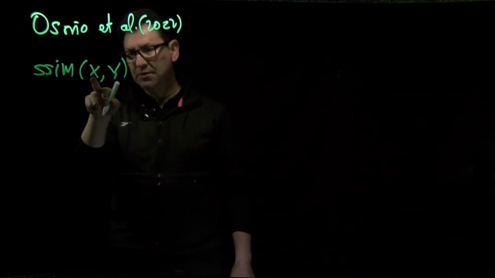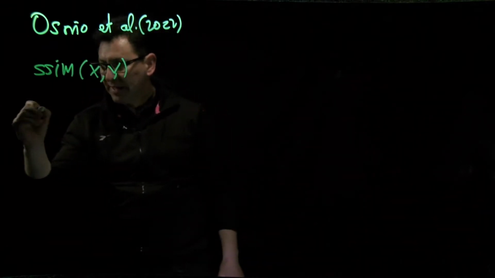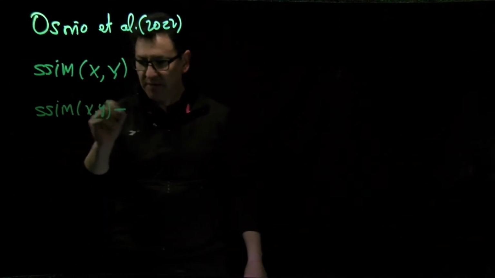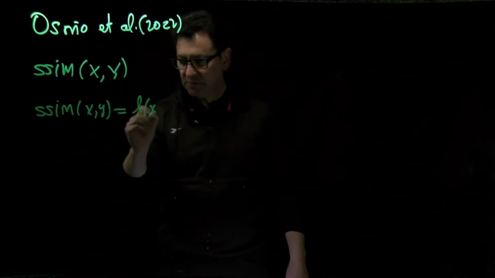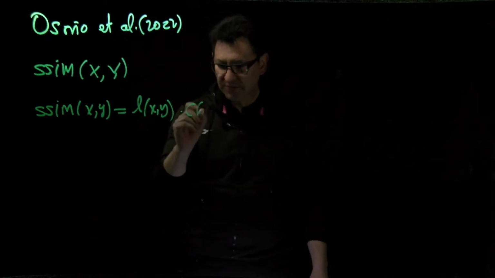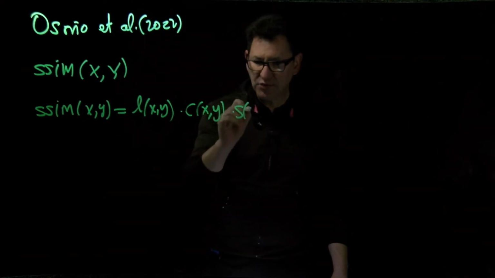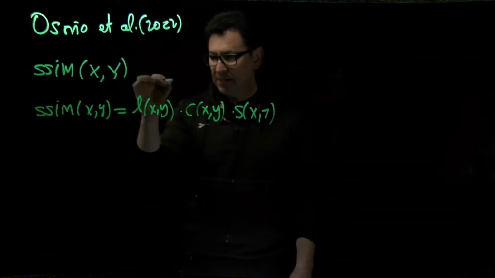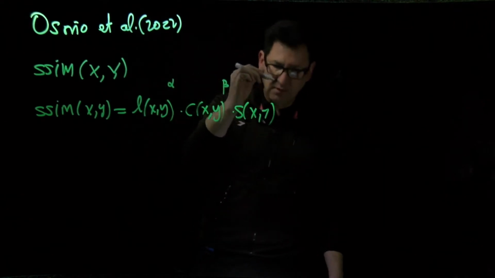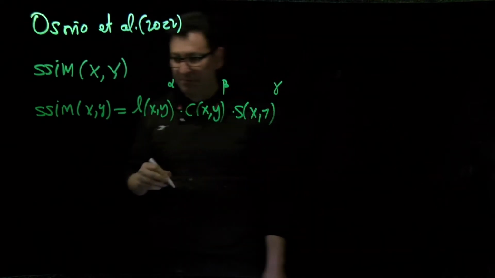Assume that we have two available images called X and Y. The SSIM coefficient is defined as luminance between images X and Y times contrast between images X and Y times correlation between the images, this to the power alpha, contrast to the power beta, and the correlation to the power gamma, where alpha, beta, and gamma are parameters.